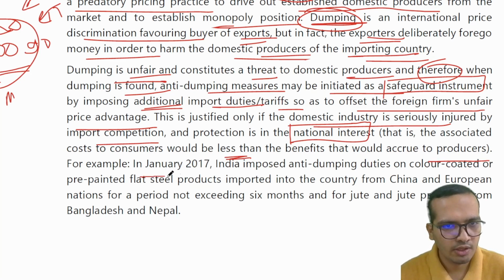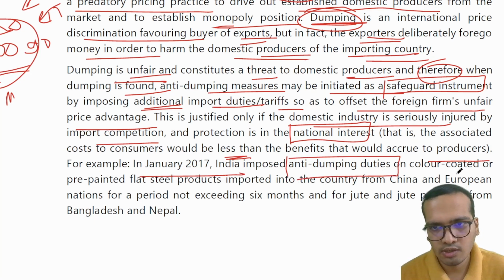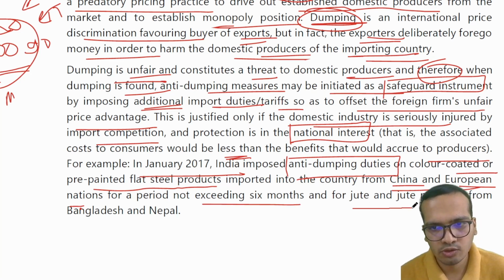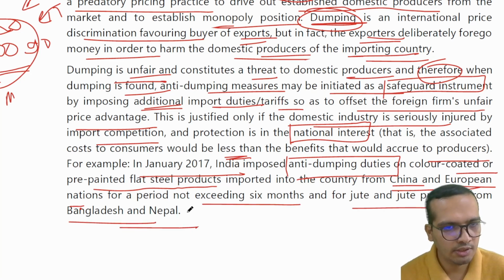For example, in Jan 2017, India imposed anti-dumping duties on colored coated or pre-printed flat steel products imported into the country from China and from European nations for a period of not exceeding 6 months, and for jute and jute products from Bangladesh and Nepal.